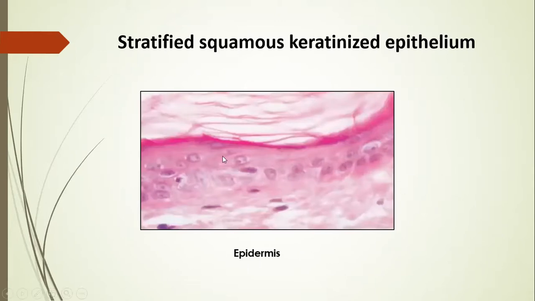This is the epidermis. This is an H&E stained section of the skin, the epidermis of the skin, and we have the superficial layer. There is keratinization, and we have multiple layers. We can see here two, three, more than two layers of cells. So this is stratified squamous keratinized epithelium.